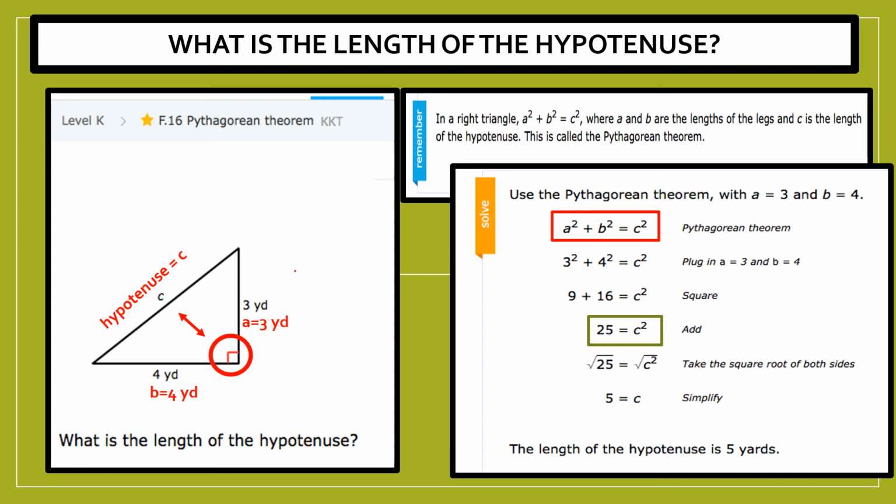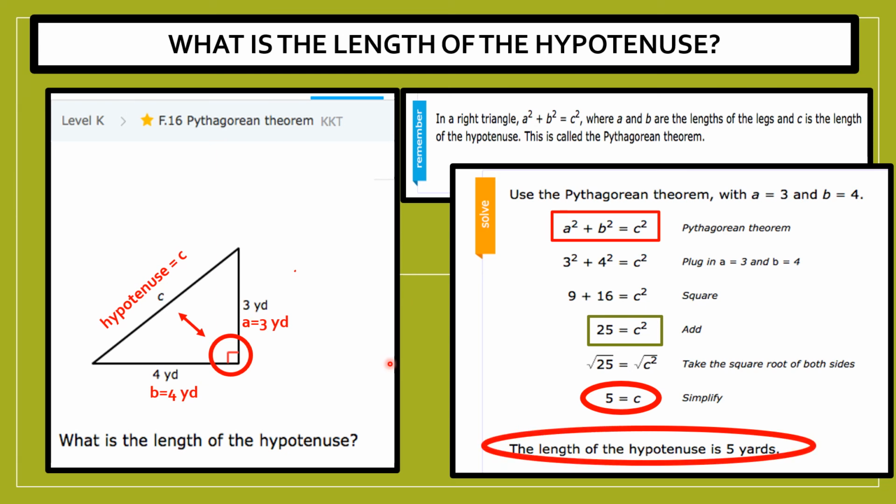So since squaring and square roots undo each other, then we do the square root on both sides. So the square root of 25 is 5, and the square root of c squared is c. And now we know that c is equal to 5, which leads us to understand that the length of the hypotenuse is 5 yards. When you ask for the length, you can't just say that it's 5. We have to define the type of measure. Because it was measured in yards, it is 5 yards.